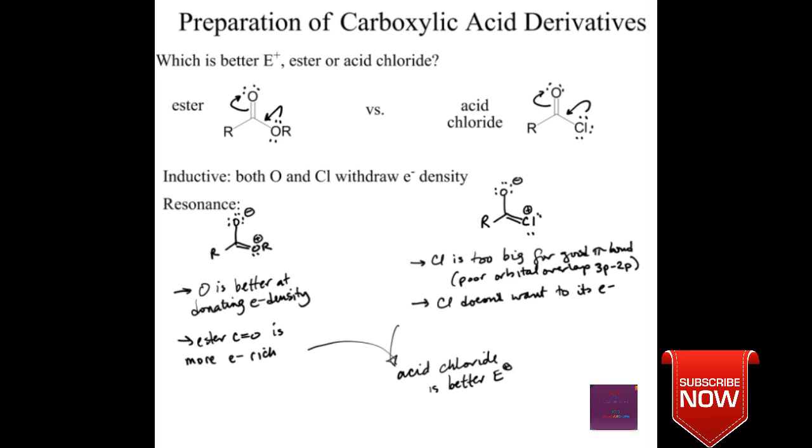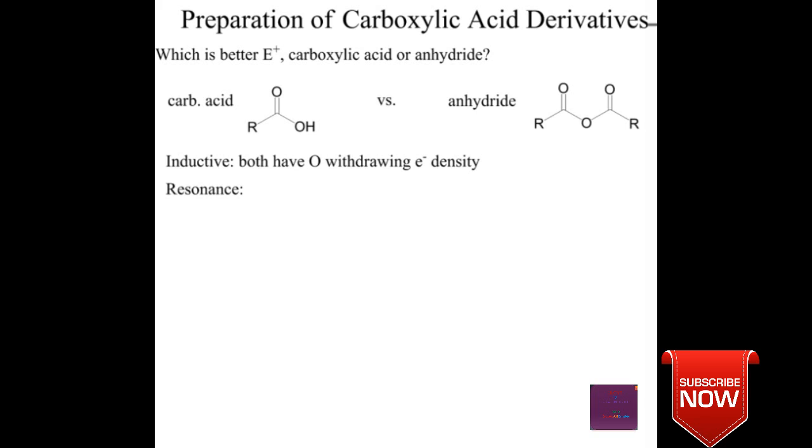Let's take a look at one more comparison. How about a carboxylic acid compared to an anhydride? Anhydride is kind of an interesting structure because we have these two carbonyls. And now we're comparing an oxygen leaving group versus an oxygen leaving group, so that we really have no difference inductively in terms of electronegativity. Let's again jump to the resonance to see what those resonance forms look like. The carboxylic acid resonance form looks just like the ester resonance form, except we have a hydrogen here instead of an R group. And then for the anhydride, that oxygen can do the same thing.